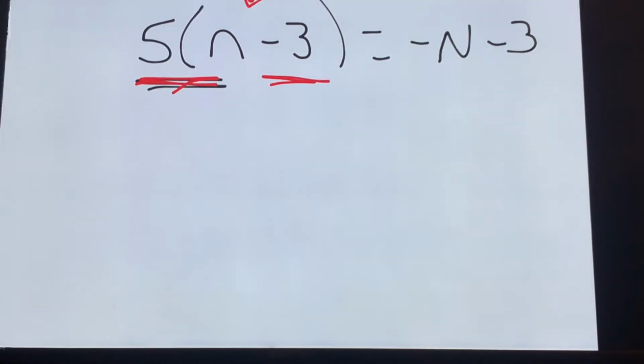Variables on the left, constants on the right. Alright, so with that being said, let's go ahead and work it out.